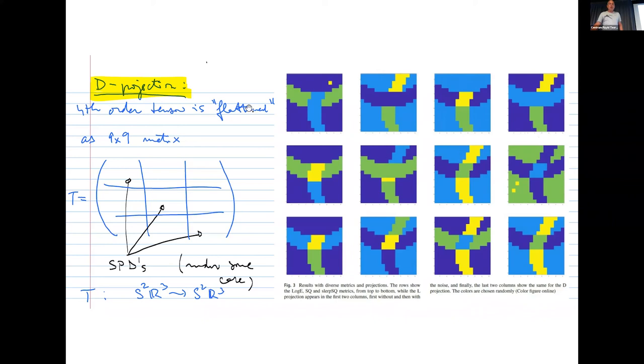And the other columns are the novel D projections, which are quite funny and nice. And they come from the following picture. So if you write down the fourth order tensor approximation, you can imagine it as flattened. Write it down as a 9x9 matrix with some redundancies. So only six of the columns and rows would be independent and the others are copies. And this is linked directly to the fact that if you have such a fourth order approximation, you can consider it as a linear map from S2R3 into S2R3. And these guys are six dimensional.